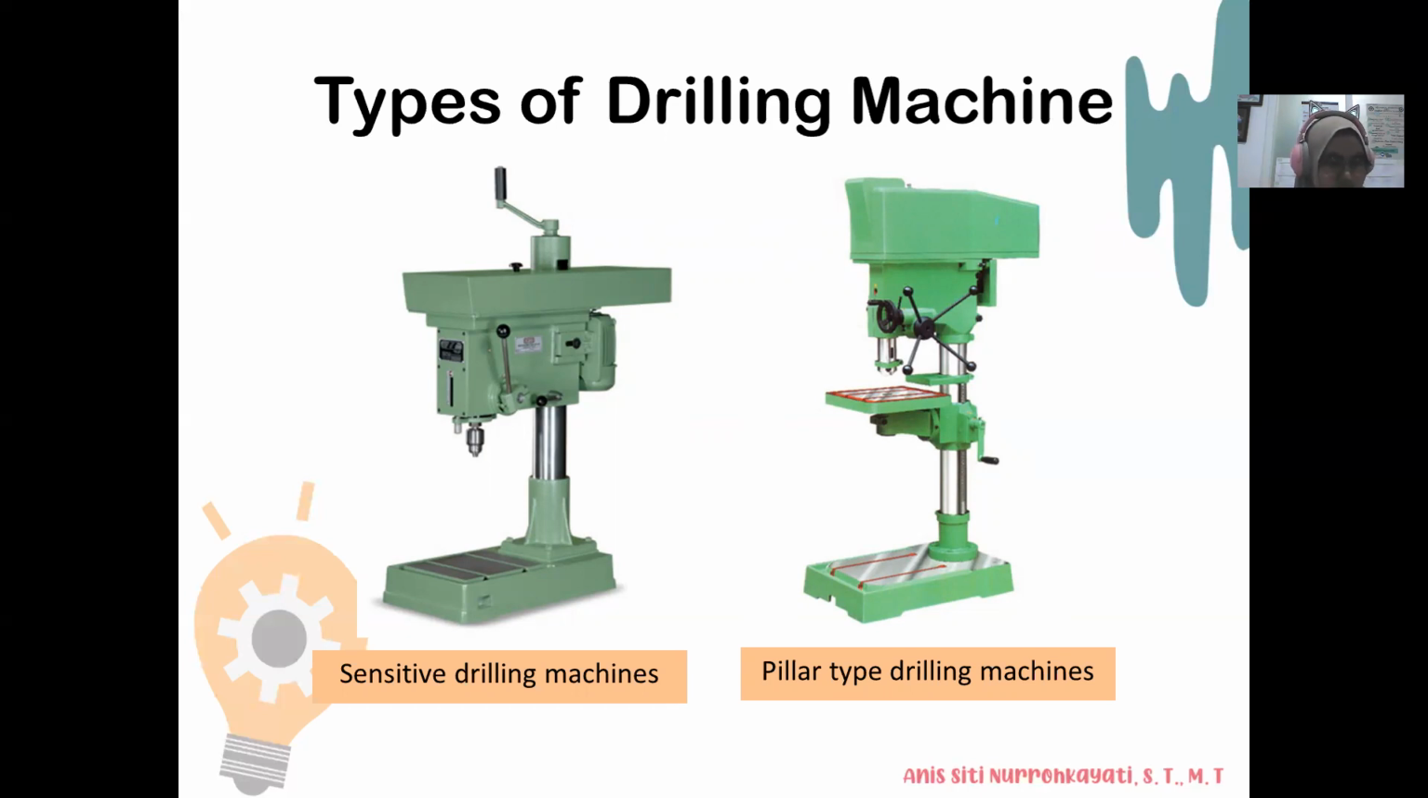The first is the sensitive drilling machine. The sensitive drilling machine is used to drill small holes at high speed in lighter jobs or workpieces. The machines may be mounted on the bench or floor, and the drilling work is started with the drill fed into the workpiece by purely hand control. So this operation uses the hand, so we can control the process with our hand.